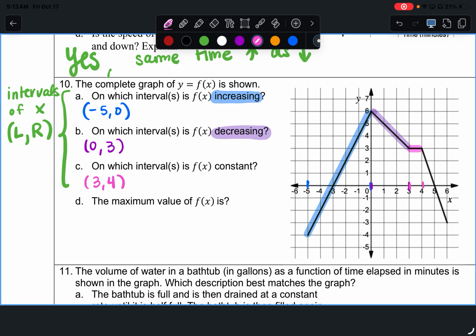All right, now, the last piece of our graph is doing what? Decreasing. From 4 to 6. When we combine two intervals, what do I need to put between them? A union. So we'll go from 4 to 6.